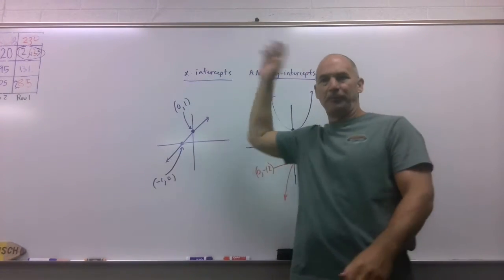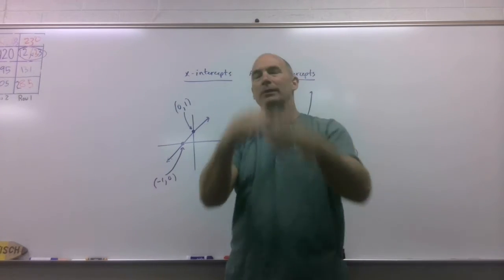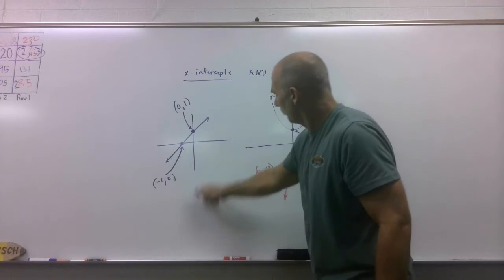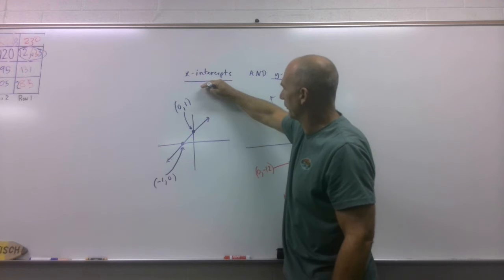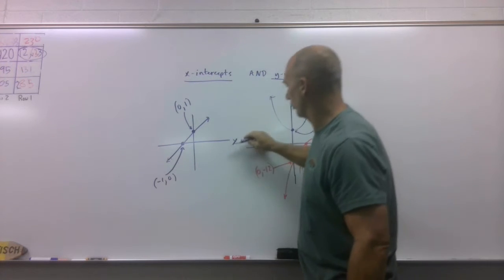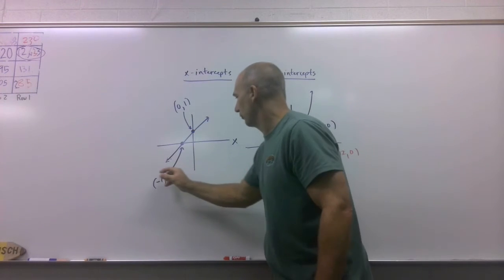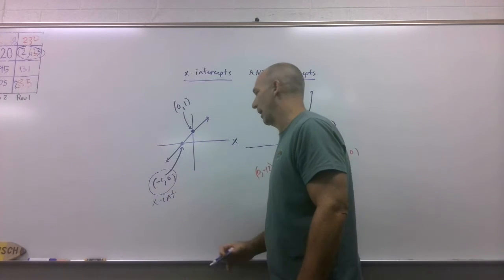X-intercepts. Think about football, make an interception, your body has to cross the path of the football. Same thing with graphs. So you've got a graph here, and you've got x-intercepts. Where does it cross? The x-axis. And so you go along the x-axis, and you're like, hey, right there. So this right here would be considered your x-intercept.